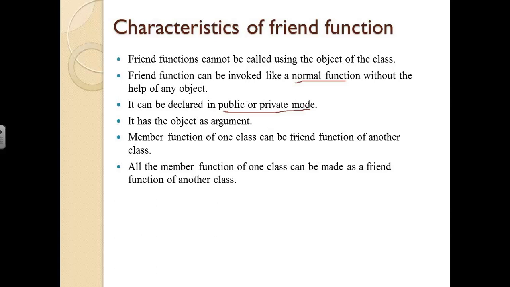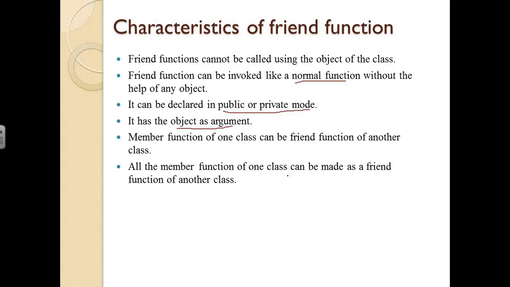The next characteristic is that it has the object as an argument. The friend function will have the object as its argument. So we won't supply plain values, but instead we are going to pass the object as the argument. And the member function of one class can be made a friend function of another class. So if a particular class has a function, and I wish to use the same function in another class also, I can make that function a friend function. And all the member functions of one class can be made friend functions of another class.